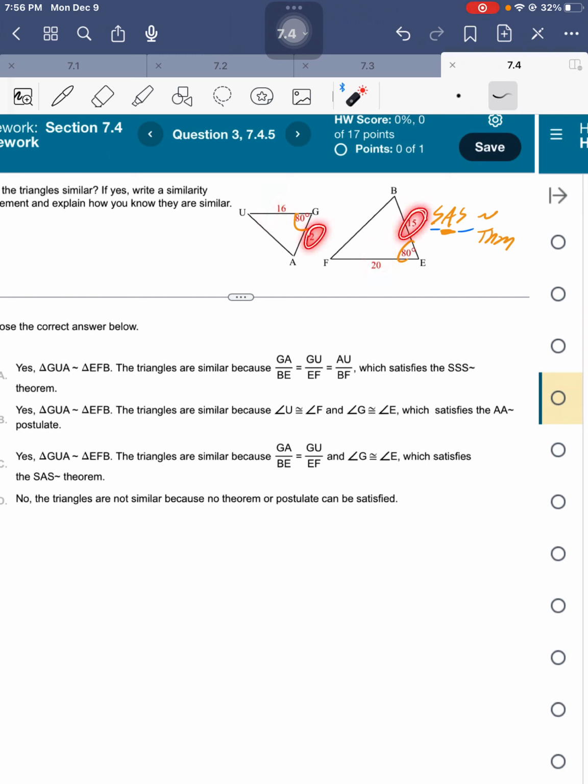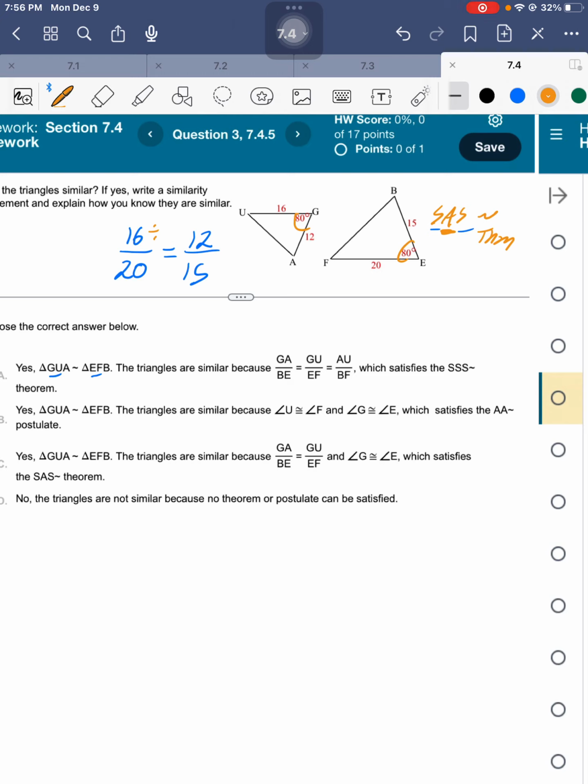And in the SAS similarity theorem, these corresponding side lengths must be proportional. So let's see if they are. Look, I have GUA, EFB, GUA, EFB. So we can compare the side lengths pretty easily there. So UG, the 16, is to EF. What is EF? 20. And what's my other side length? I have GA over here, GA is the same as EB. Do I have an EB? Yeah, it's 15. So I'm gonna have 12 over 15.